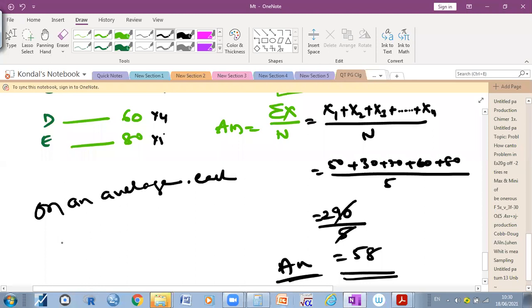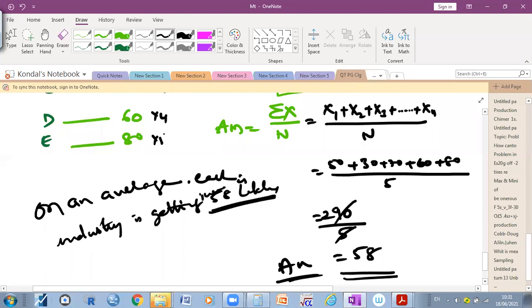Each of 500 industries is getting an income of 58 lakh rupees. It means that on average we are going to get this. How can we calculate the average?